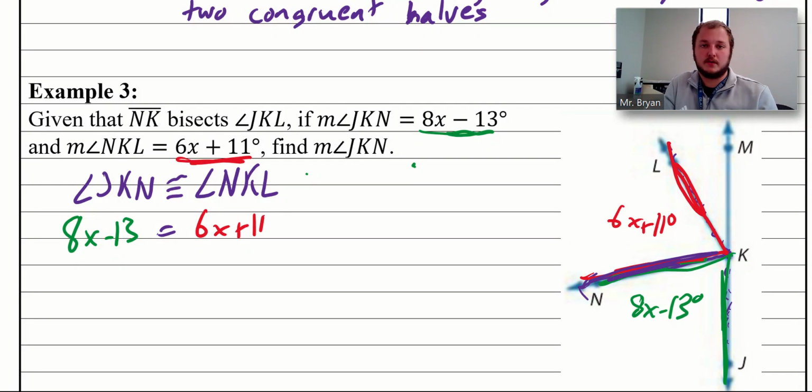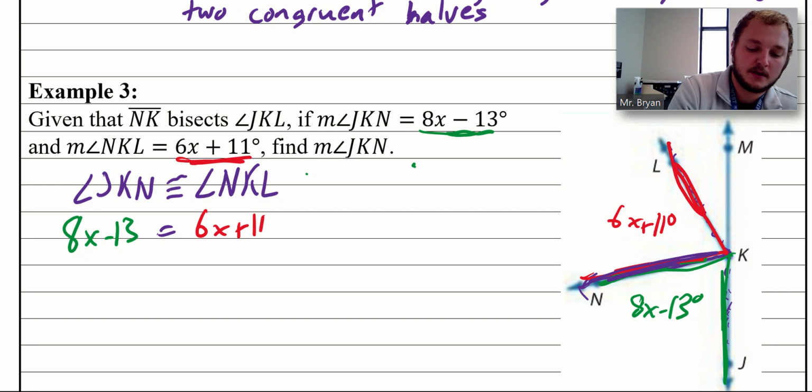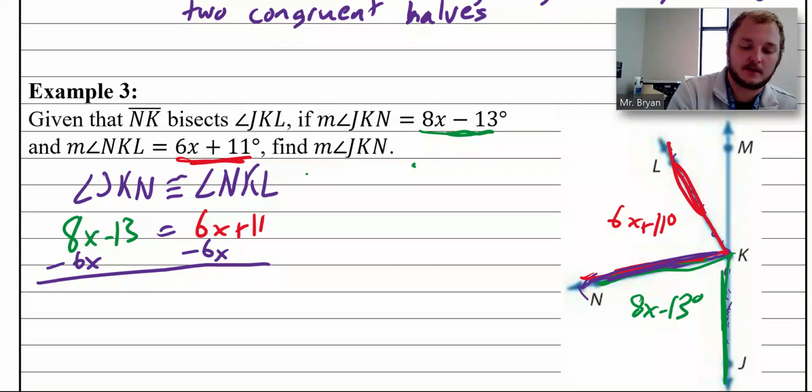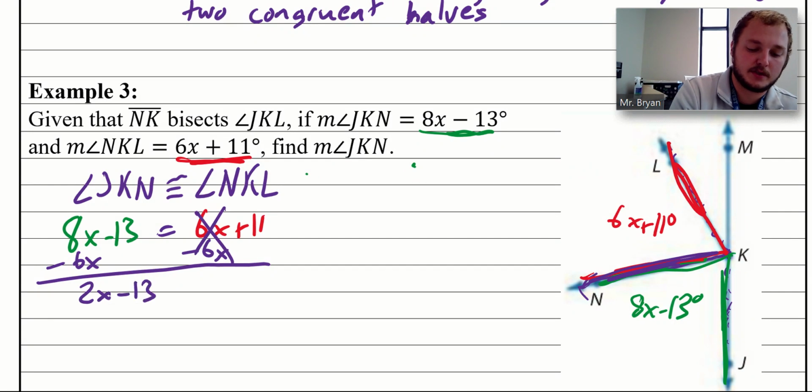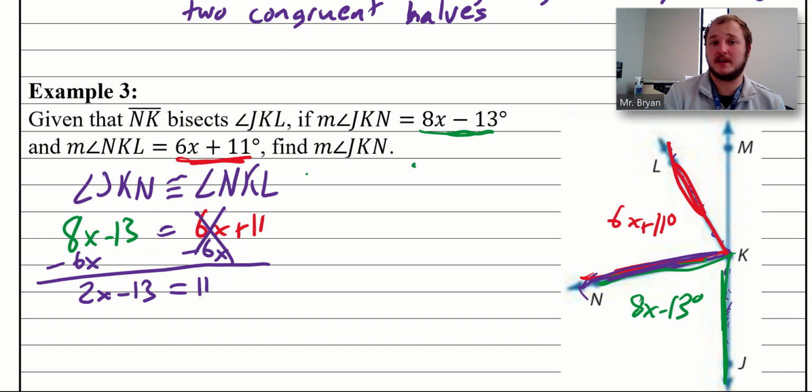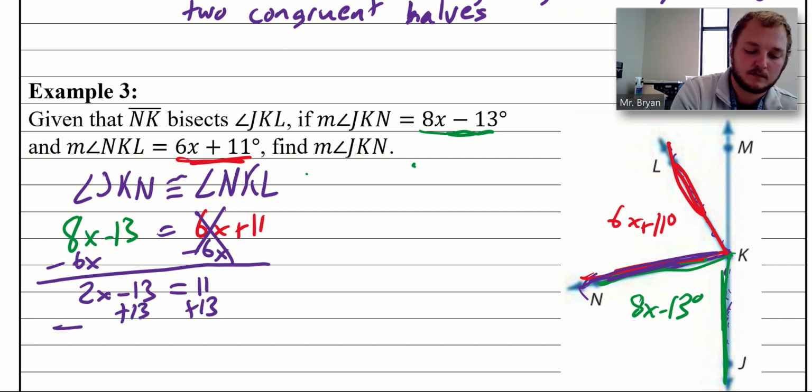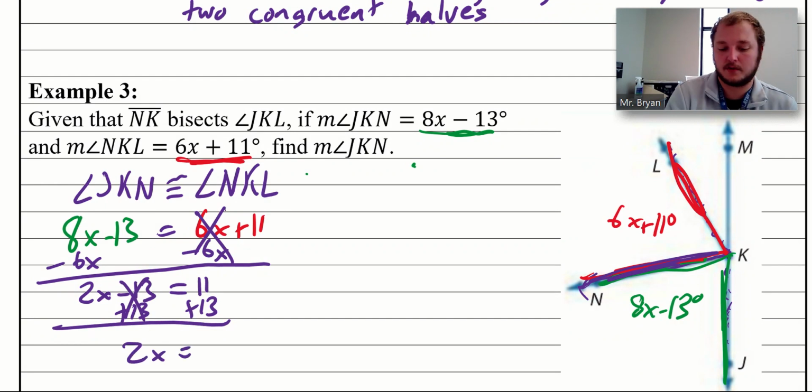And now if I just gave you this in algebra, hopefully you'd be able to solve it. So we're going to use algebraic steps. We want to subtract 6x from both sides because we want variables on the same side of the equation. When I do that, I'm left with 2x minus 13 equals 11. Next step, we have a negative 13. We want to get rid of it, so we add 13 to both sides. They cancel out. 2x equals 11 plus 13, which hopefully we know is 24.